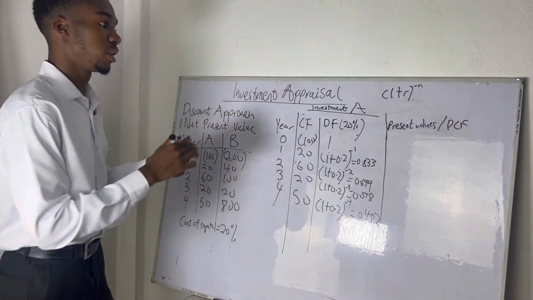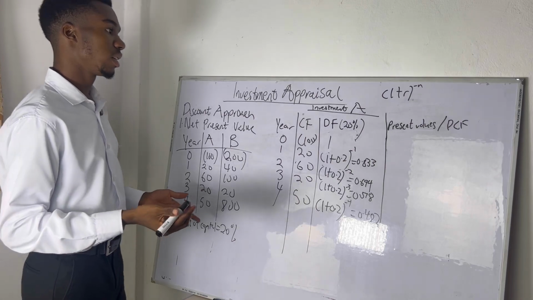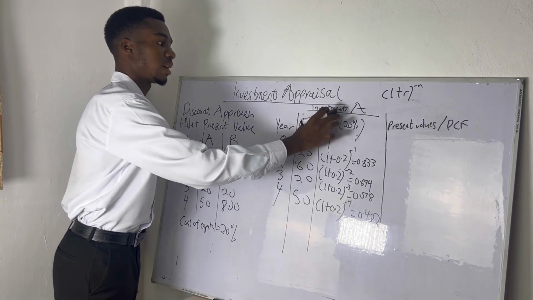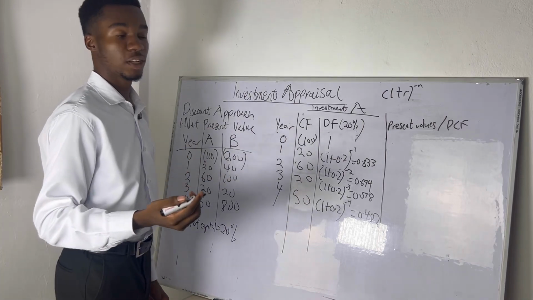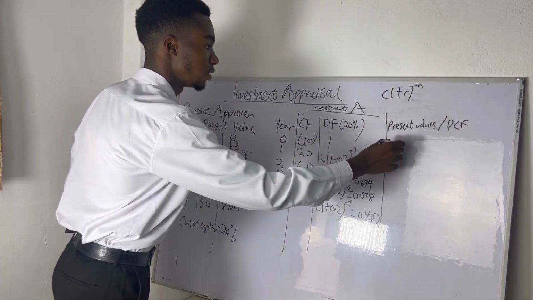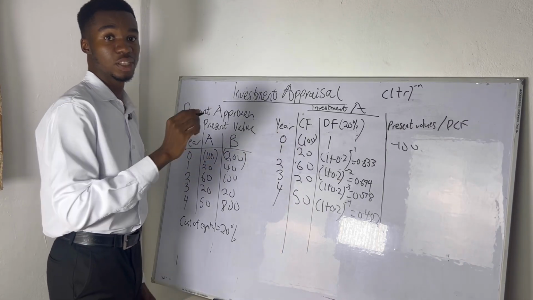In some books, you see present values. Some books, you also see discounted cash flows. It's the same thing. So the discounted cash flows is the cash flows times the discount factor. That will give the discounted cash flows. So for year 0, it's going to be negative 100. It's supposed to be 100 times 1, but this 100 is going to be negative because you're going to subtract.